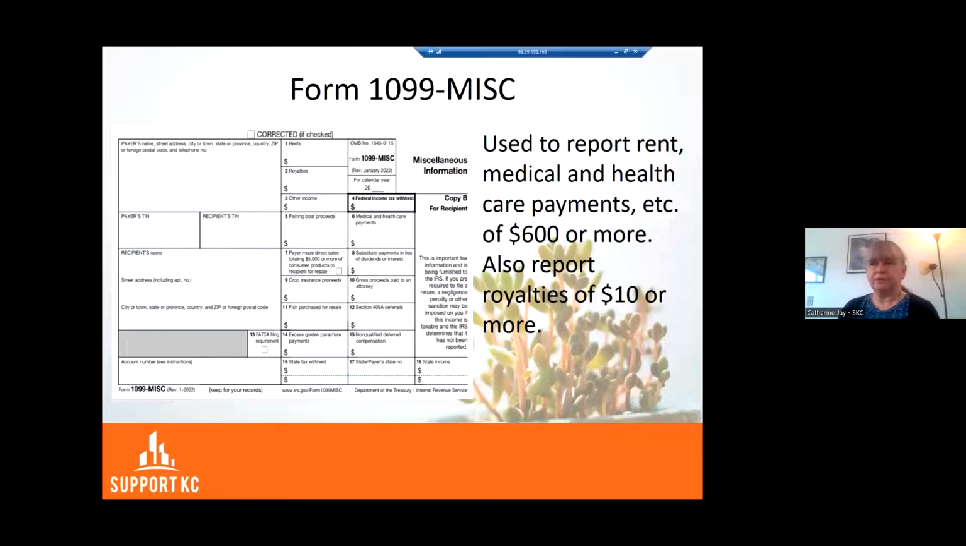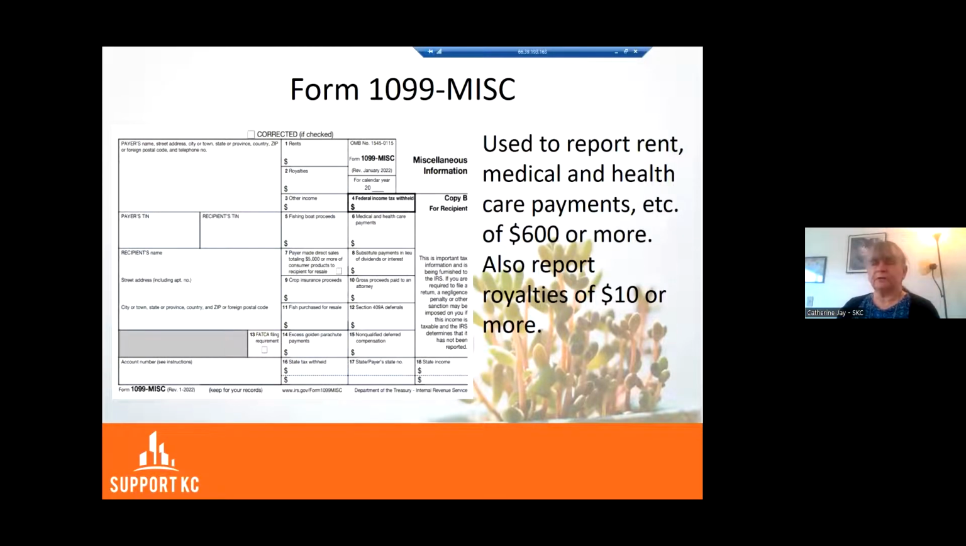Medical and healthcare payments are in box 6. Other income in box 3 is for, if you have scholarships or awards that get reported, they would go in box 3. And again, if you're doing any income tax withholding, there are boxes on the form for both federal and state withholdings if you have any requirements there.